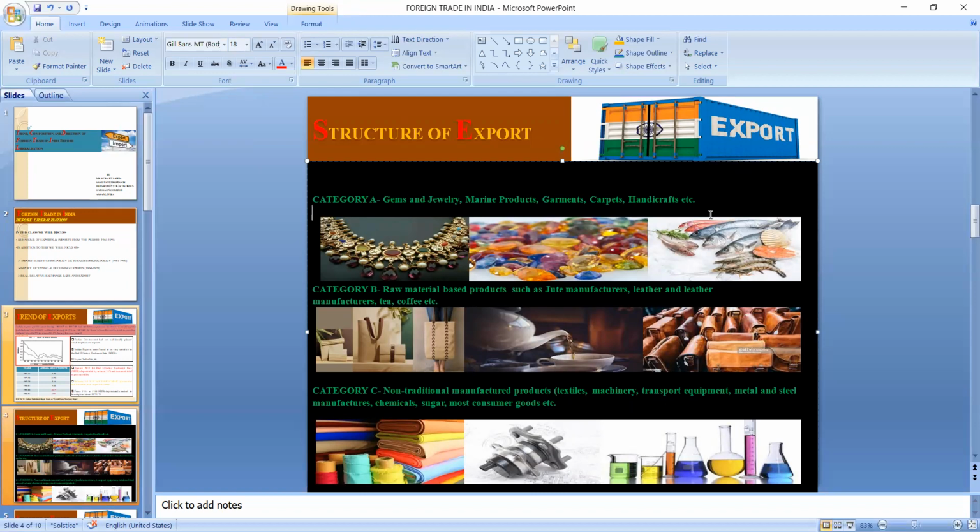If you search on the internet and in some other books, you will find out the commodities very easily under category A. Under category B, raw material based products such as jute manufacturers, leather and leather manufacturers, tea, coffee, etc. are included under category B. Under category C, non-traditional manufactured products like textiles, machinery, transport equipment, metal and steel manufacturers, chemicals, sugar, most consumer goods are included under category C.